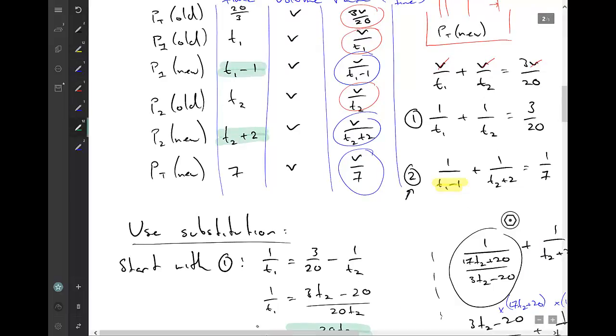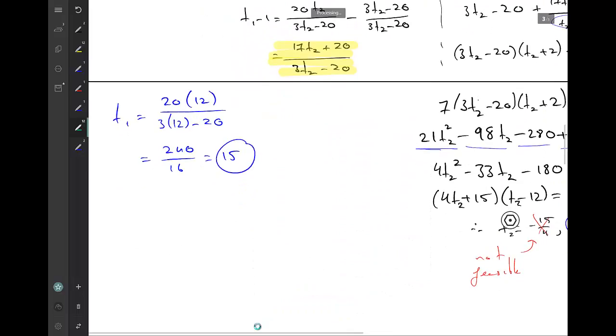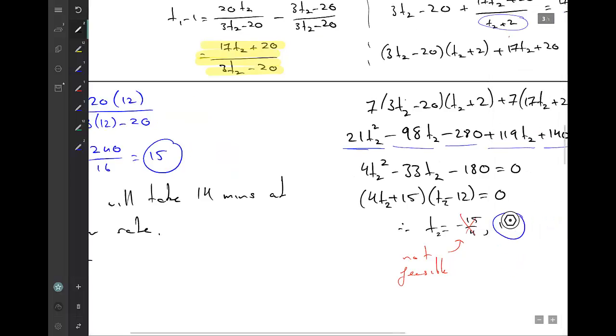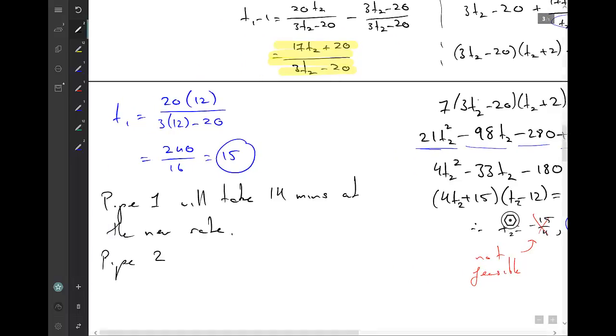Right, so the new rate for P1 is t1 minus 1. The new rate for P2 is t2 plus 2. Okay, so pipe 1 will take, well, 15 minus 1 is 14 minutes at the new rate. And pipe 2, if we add 2 to 12, we also get 14 minutes. And that's it.